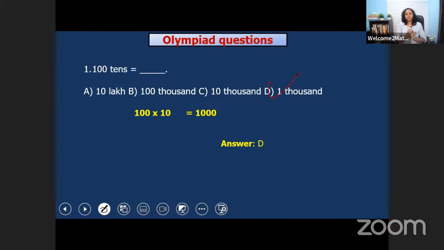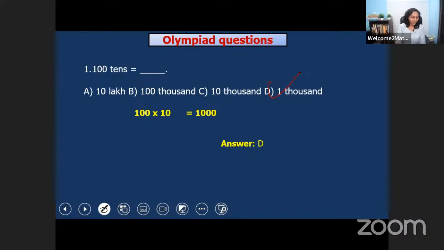Yes, it's 1,000. And this 1,000, not 10,000. Many of you have answered 10,000. It's not 10,000. It's 1,000. And many students have given the right answer, 1,000. Very good. It's option D.